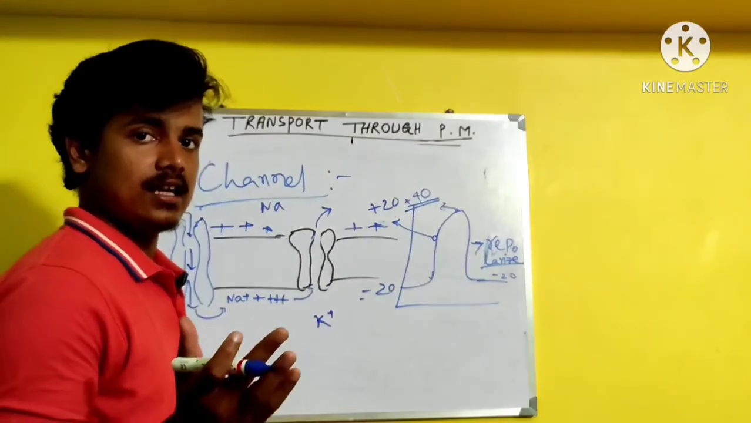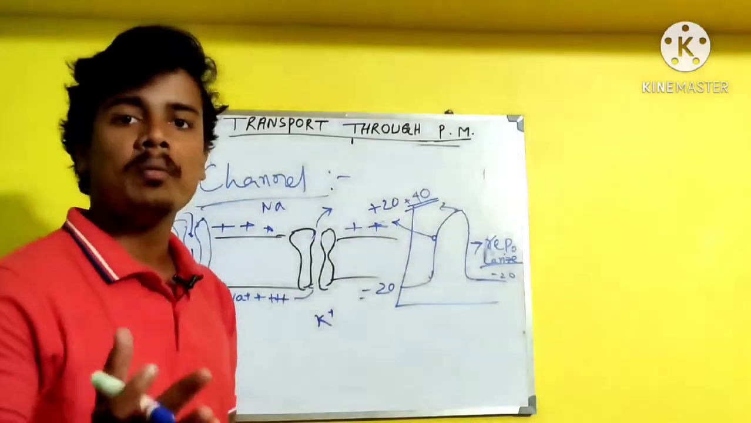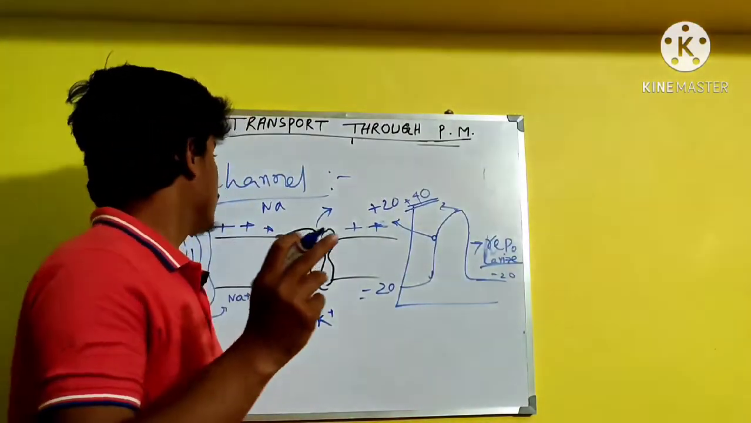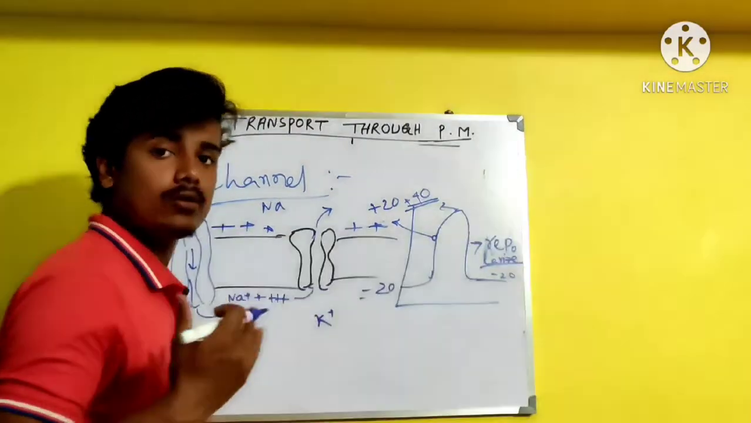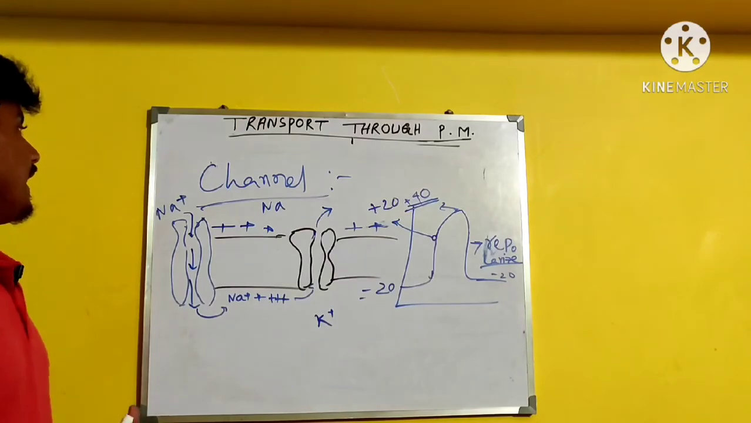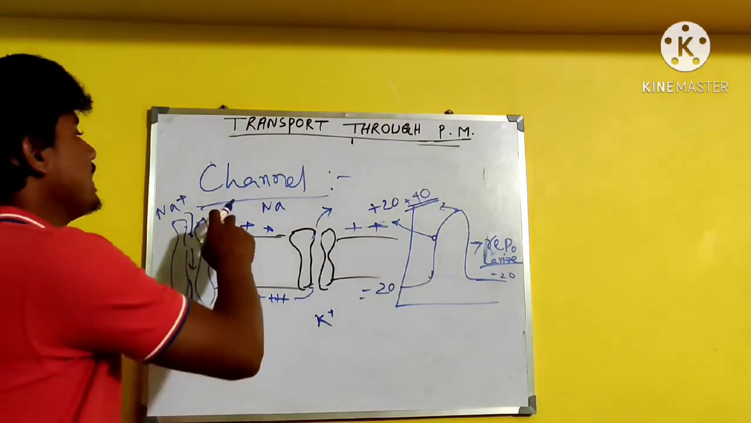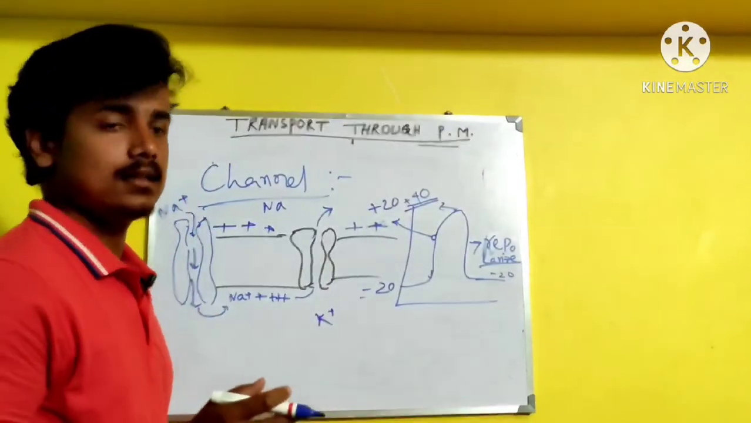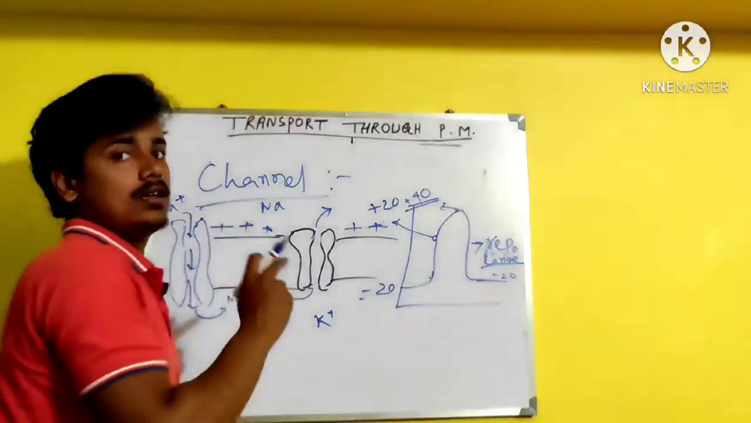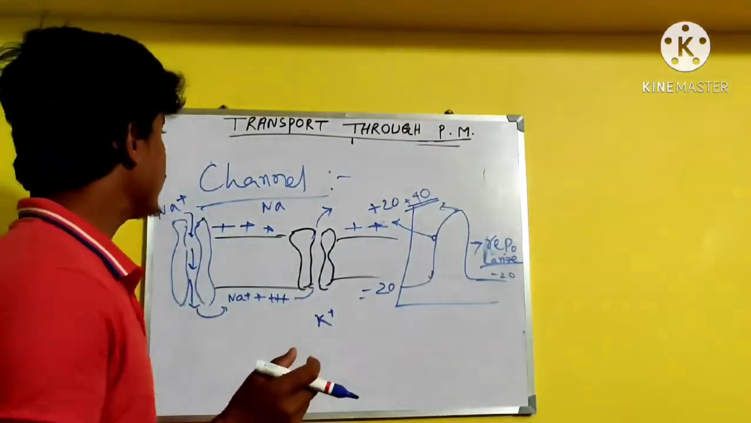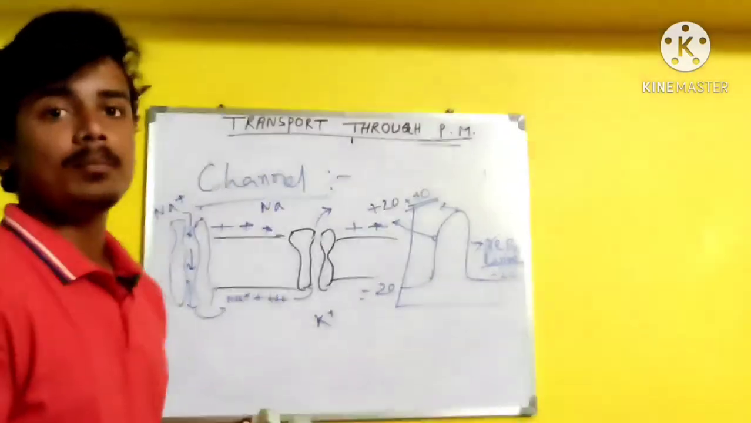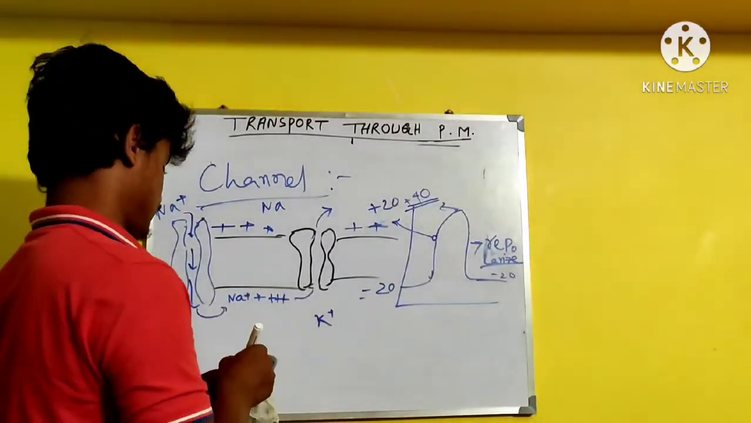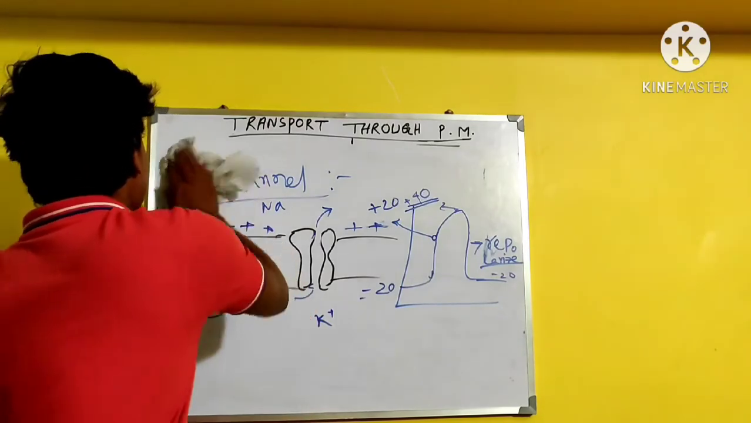Understand? If you don't understand, please comment, and I will make another video for you. And this is the Na plus and K plus channel, which is passive transport with the help of channel protein. And let's come to the next point.